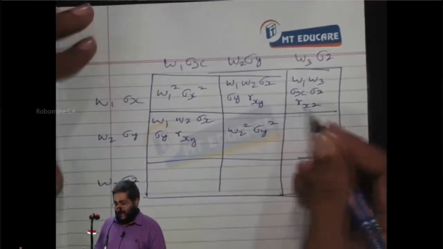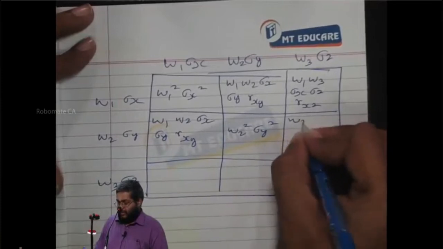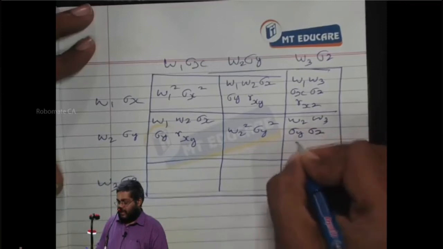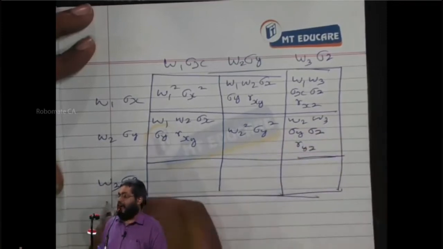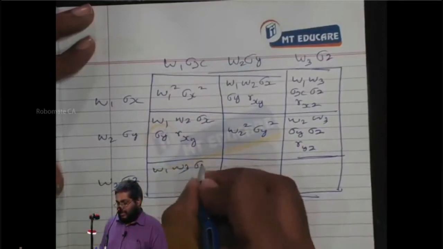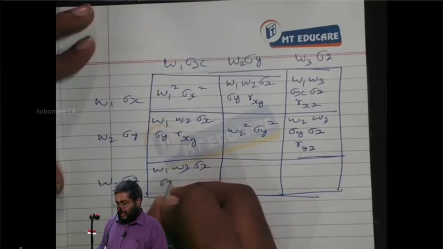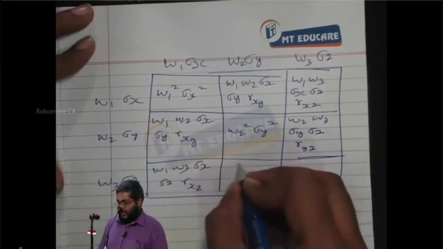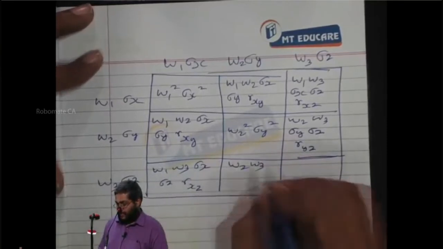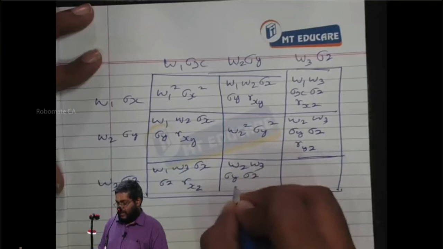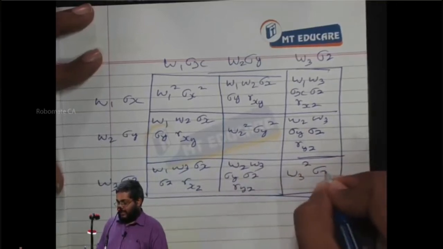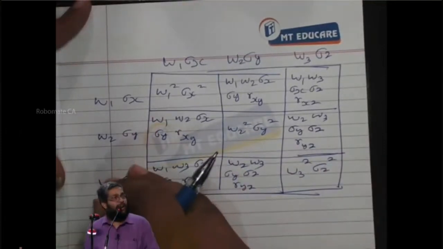Now, go to the third row. What is this here? W2, W3, sigma Y, sigma Z, correlation of Y and Z. Right or not? Go to the third part. W1, W3, sigma X, sigma Z, correlation of X and Z. Next is what? W2, W3, sigma Y, sigma Z, correlation of Y and Z. This is what? W3 square, sigma Z square. Everybody, are you all following or not?